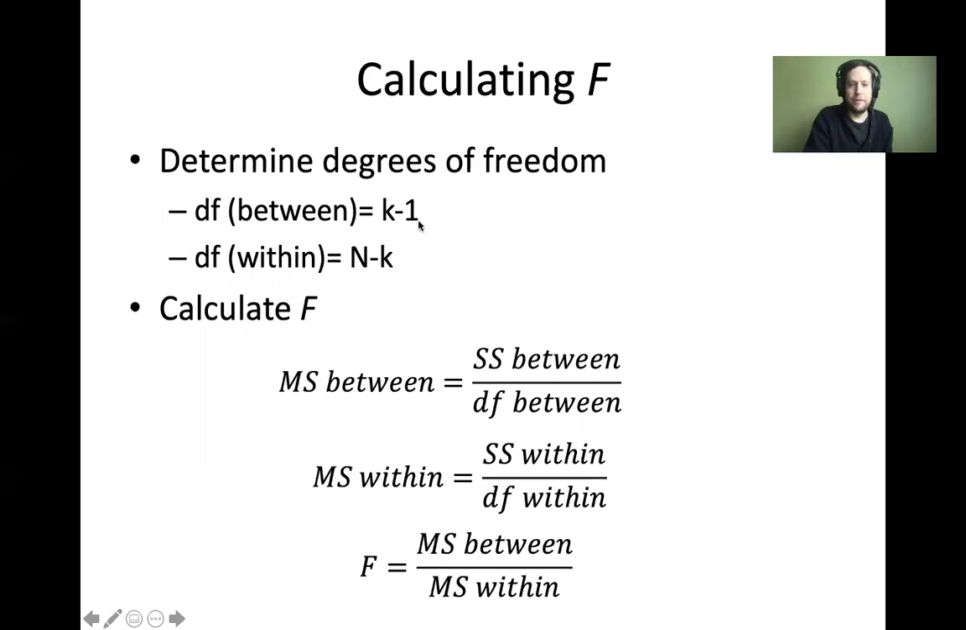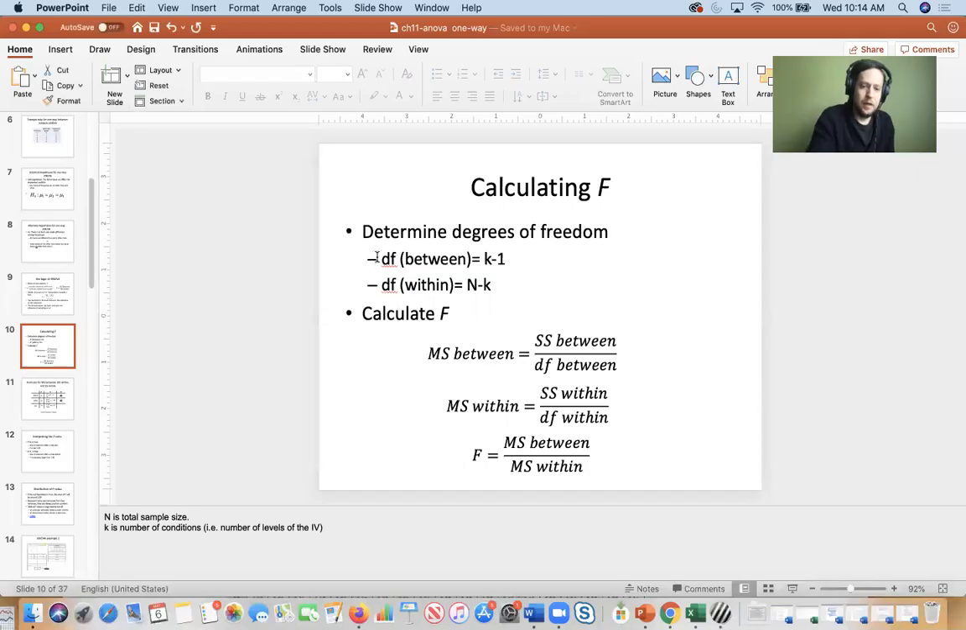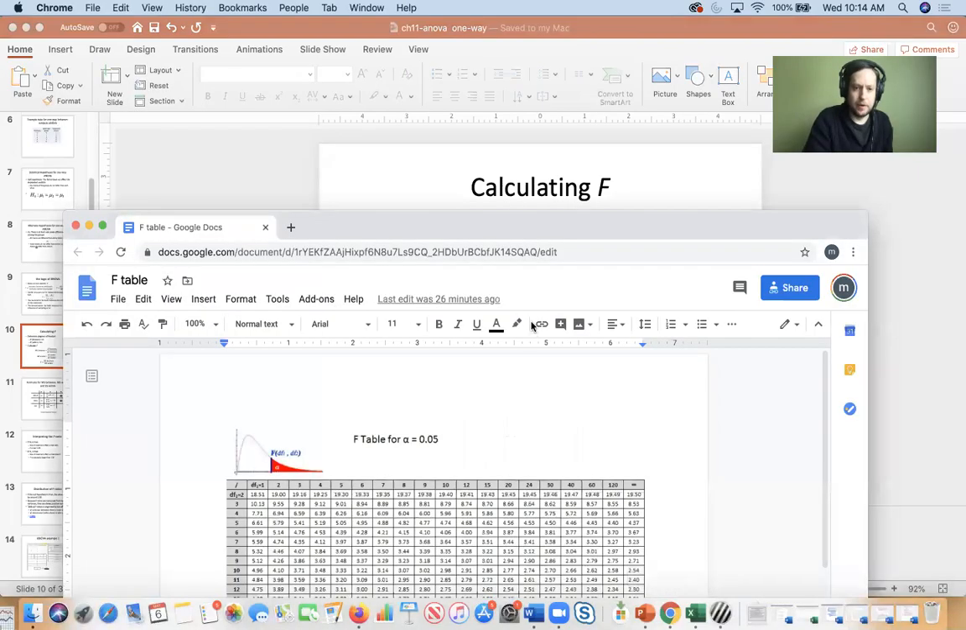So degrees of freedom between, degrees of freedom numerator, or sometimes it's called the first degrees of freedom, is 2 for us, 3 minus 1. Degrees of freedom within, sometimes called degrees of freedom denominator, or just the second degrees of freedom, is 12 because 15 minus 3. So 2 and 12 are our 2 degrees of freedom. Now we'll go to our F table and look up our critical F.